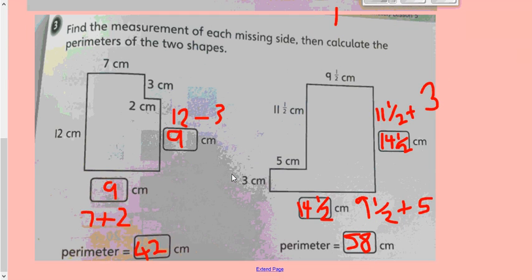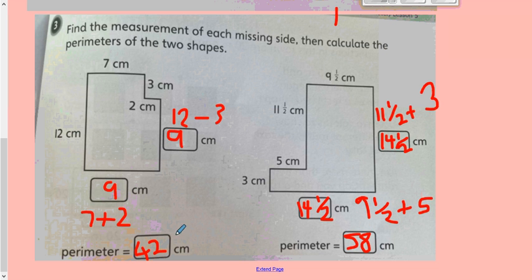And then next one for group 2, the first one, what you had to do would be 12 take away 3, which is 9. And then this one you had to do 7 add 2, which is 9. And then if you add them all up, you should get 42.